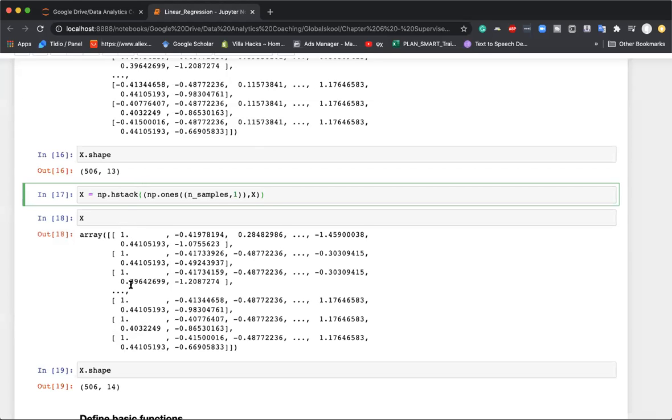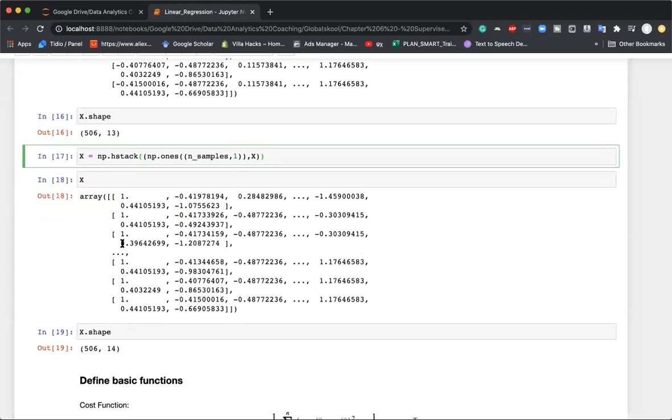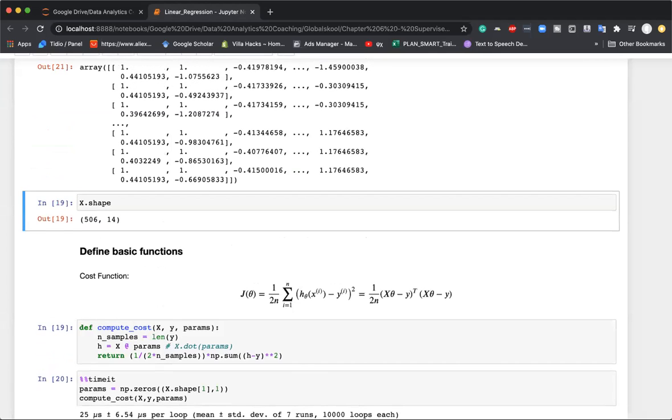So adding these ones, if you remember, these ones are the value of x that will be multiplied with theta 0. And theta 0 is our bias term or our base term. This 1 multiplied by theta 0 helps us to formulate our equation into an easier form. So we can write this as a summation, and thereby the summation can be written as a matrix multiplication and so on. Okay, so we add this once.